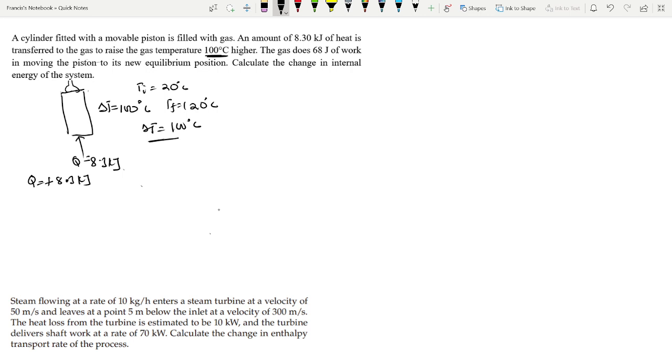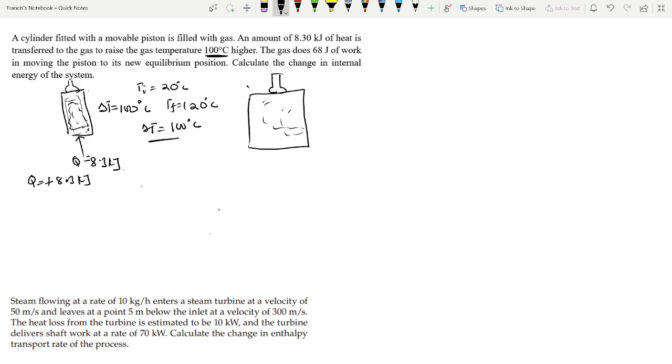The gas does 68 joules of work in moving the piston to its new equilibrium position. So now the system does work. A system is anything under consideration or under discussion. In this case, our gas becomes our system, and it does 68 joules of work. In actual sense, this is what it means: the gas expands and moves the piston up to a new position, right?